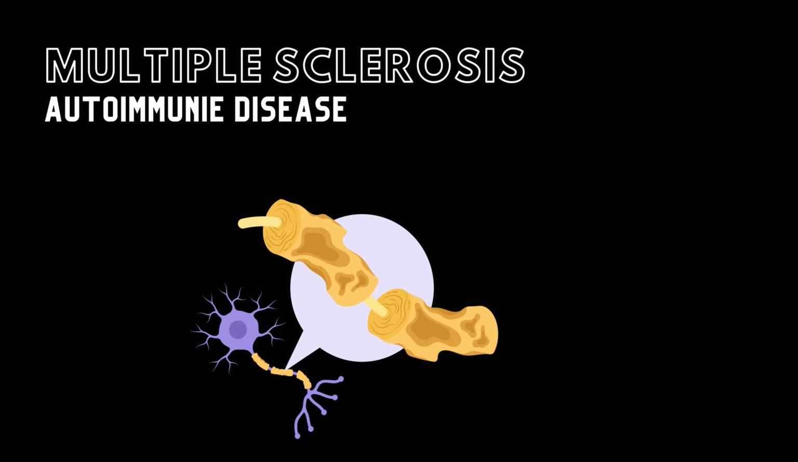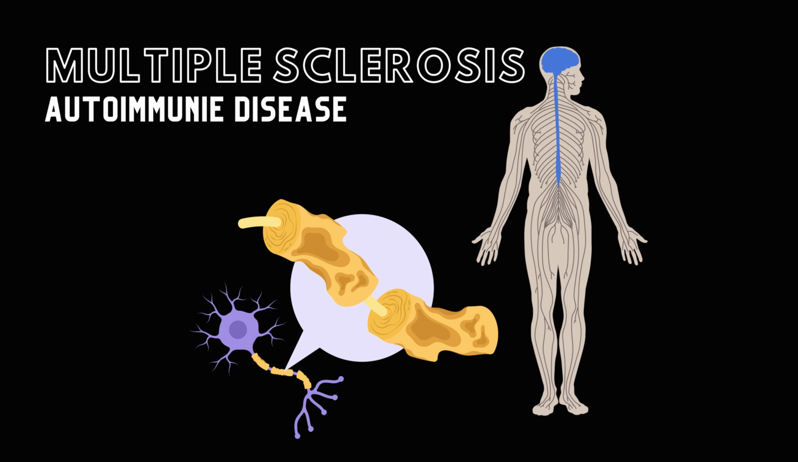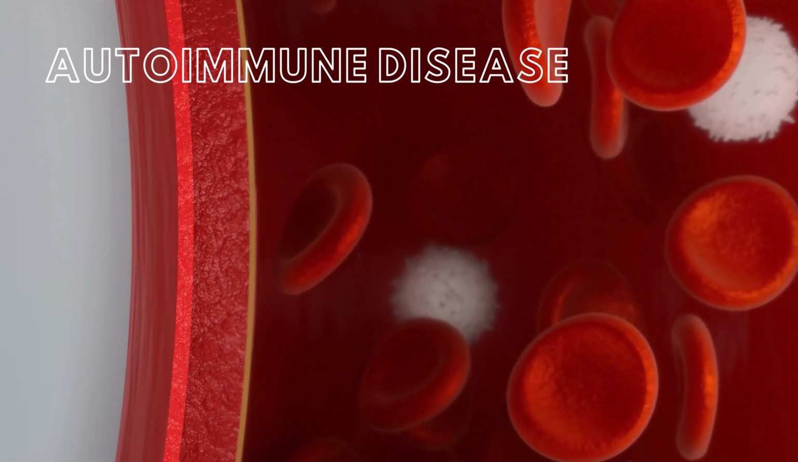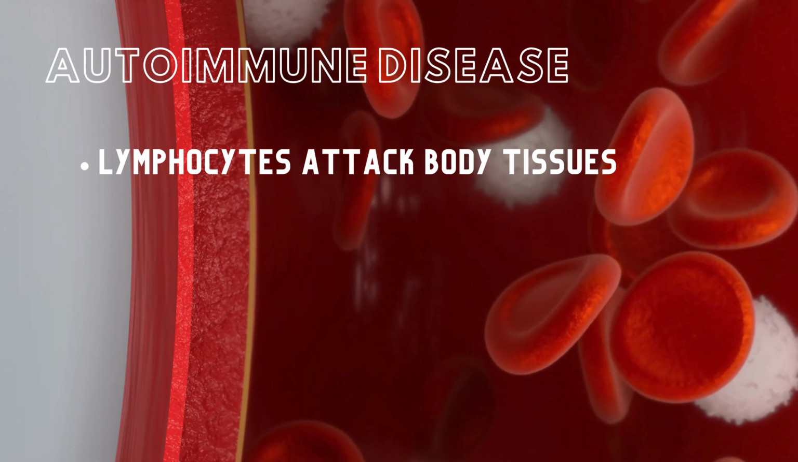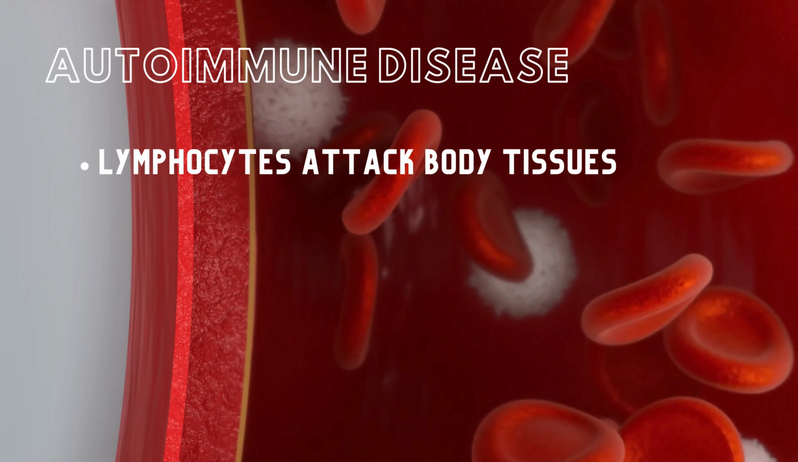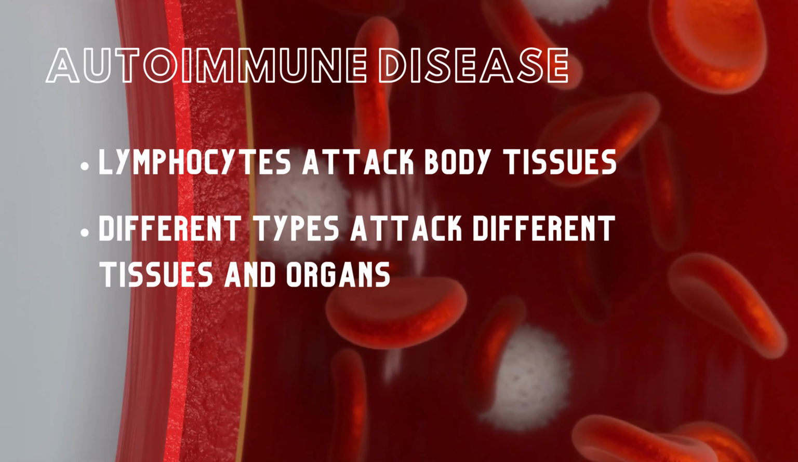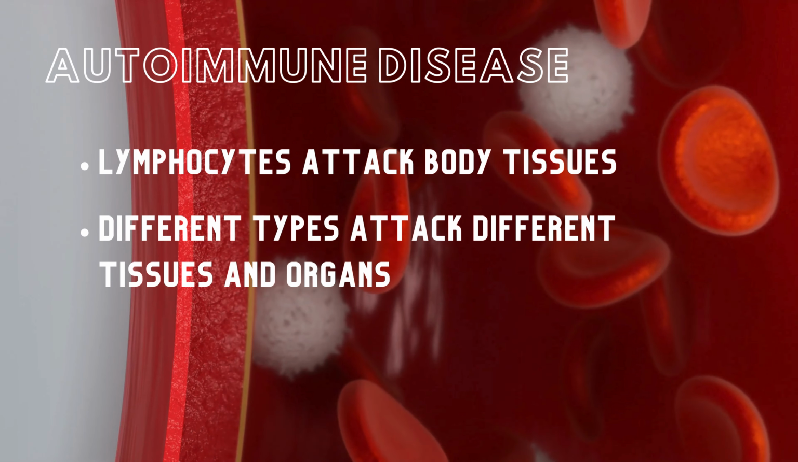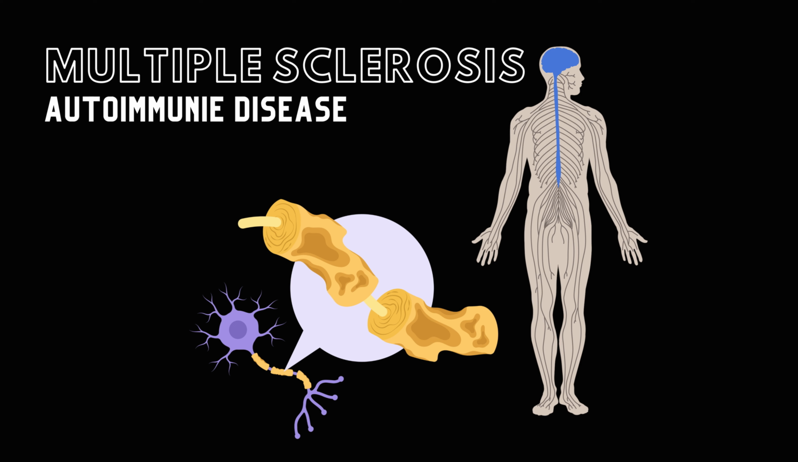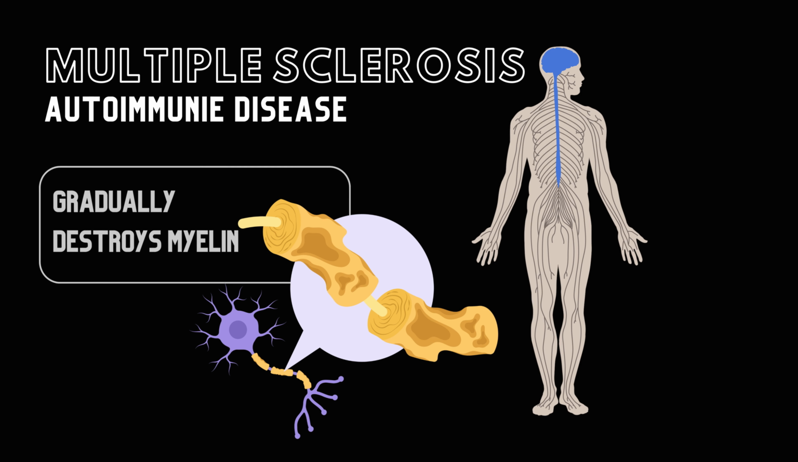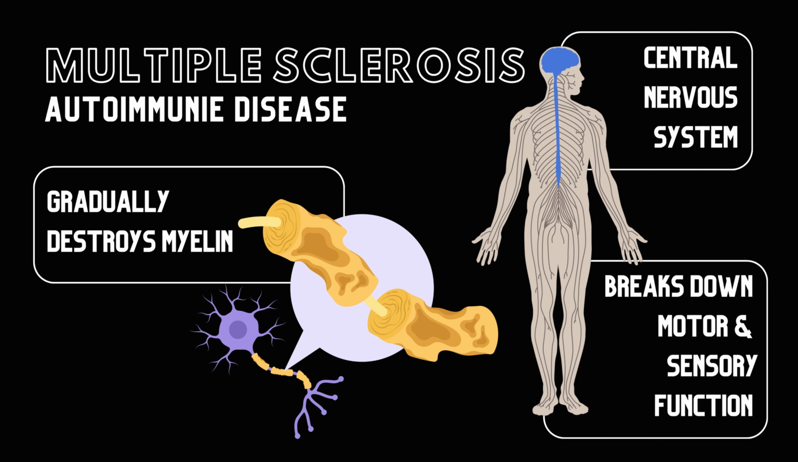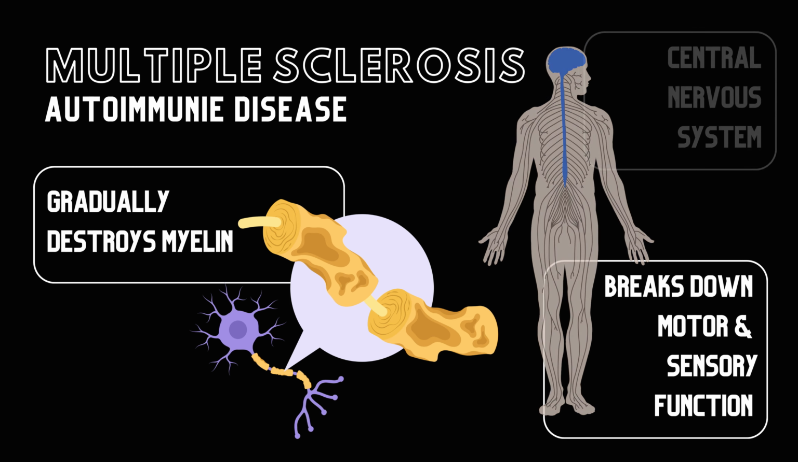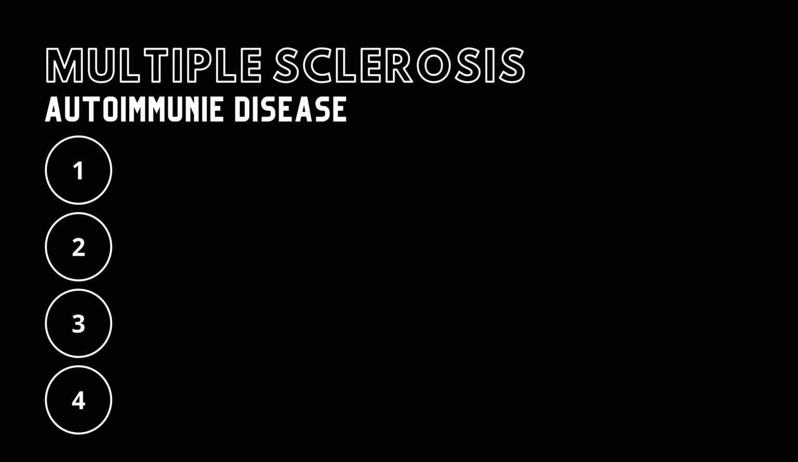Multiple sclerosis is an autoimmune disease that damages the myelin of the central nervous system. An autoimmune disease occurs when lymphocytes, a type of white blood cell and a key component of the immune system, are programmed to attack the body's own tissues. There are many other autoimmune diseases that attack different tissues and organs. In MS, these repeated mistaken attacks gradually destroy the myelin in the CNS, which breaks down motor and sensory functions for the patient. There are 4 types of MS.